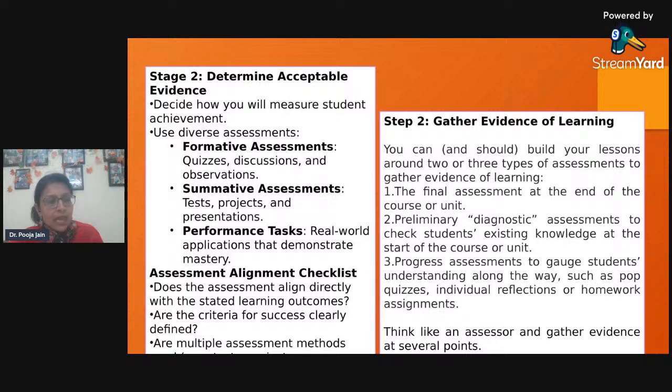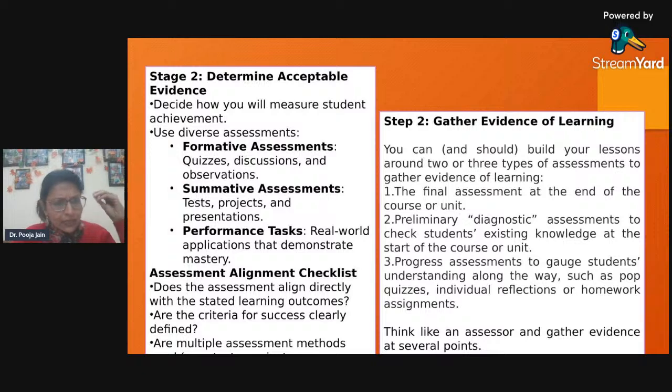So performance tasks are real world applications. Whatever you have taught in the class, has the child understood or not, and is the child able to translate it? Is the child able to execute it, implement it, apply it in real life? Or is it only textbook, notebook, pen and paper, done and dusted? So it is very, very important that we understand the difference between diagnostic assessment, formative assessment, summative assessment, and performance tasks. And then there was an assessment alignment checklist also.